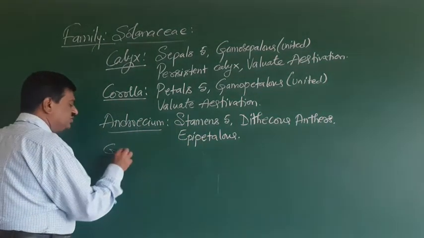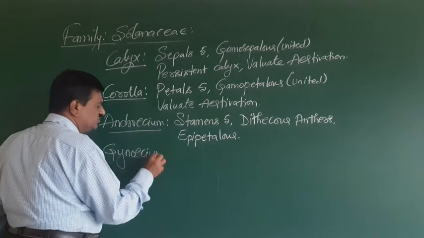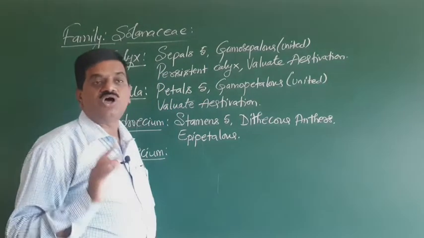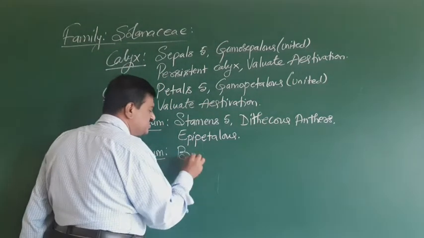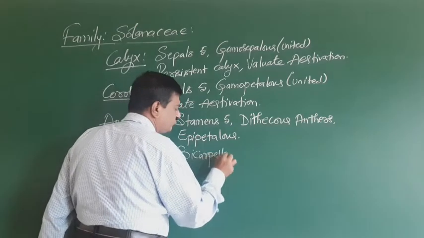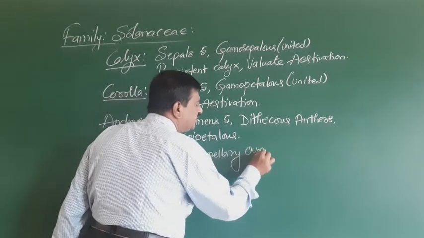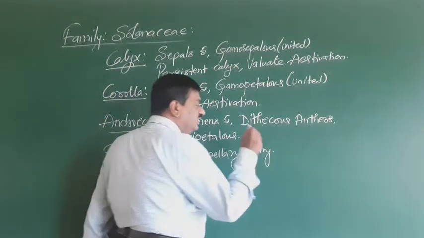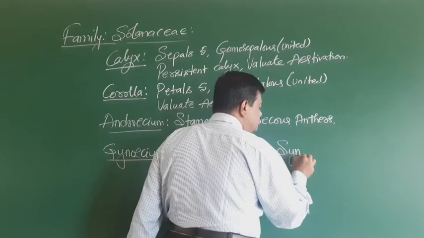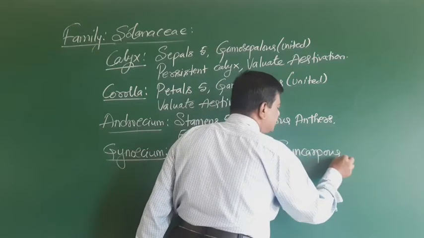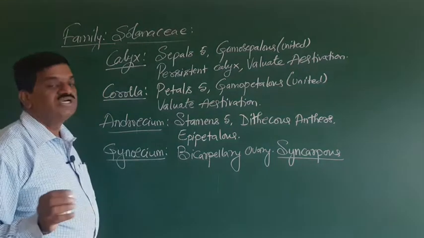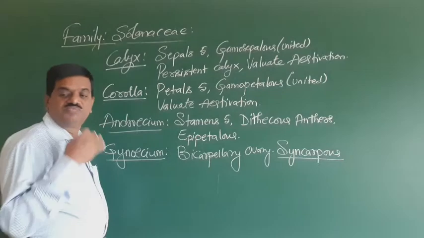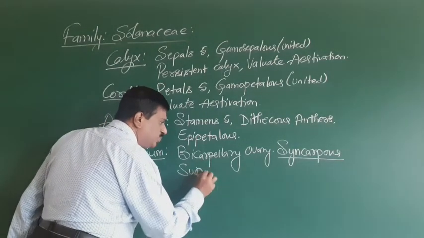Next we go for the other one, called gynoecium. In the gynoecium there is a presence of 2 carpels, so we use the word bicarpellary. 2 carpels are present in an ovary, hence we use the word bicarpellary ovary, and these carpels are fused, hence we use the word syncarpous. The word syncarpous means the carpels are fused, so it is called syncarpous ovary. Next we use the word superior ovary.